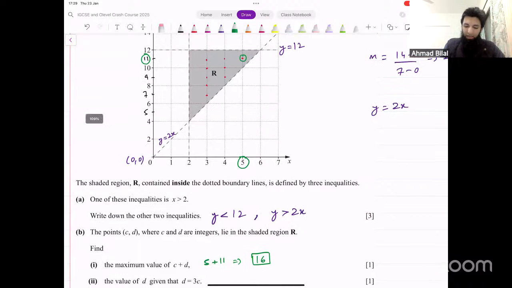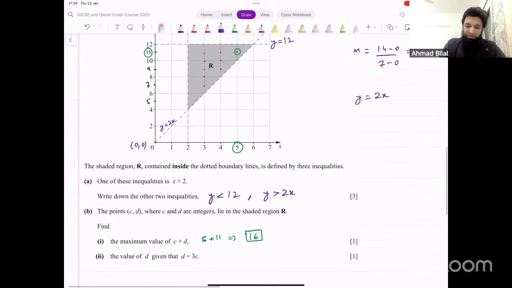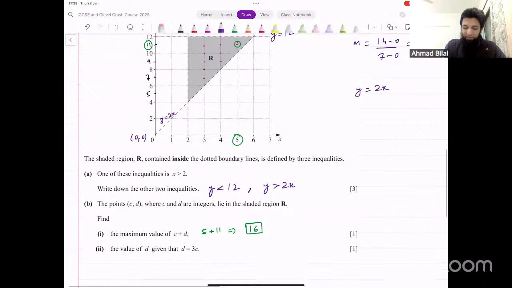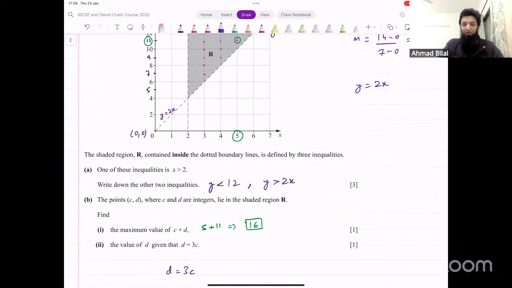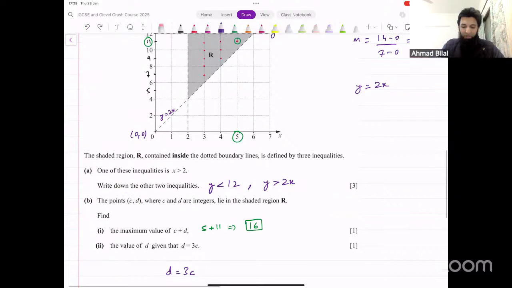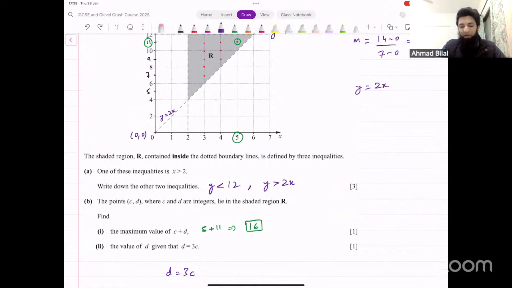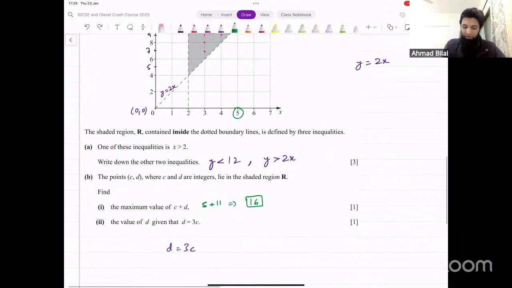Okay. Now the second part says, find the value of D given that D is equal to 3 times C. D is equal to 3C. What that means is, remember D is the y coordinate, C is the x coordinate. We want to find a point where the y coordinate is 3 times the x coordinate.